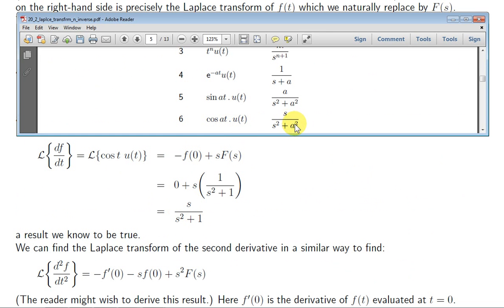And that's what we have here from this table. If we replace a with 1, the Laplace transform of cos of t is s over s squared plus 1 squared.